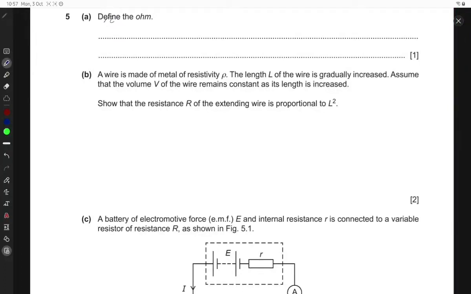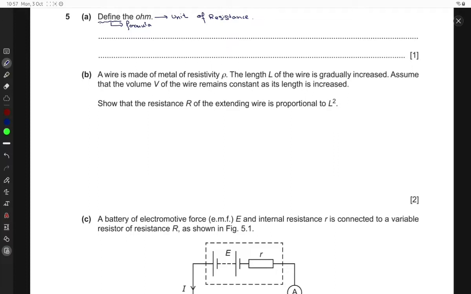All right, so the question asks us to define the ohm. Now, whenever they say define, they're usually talking in terms of the formula or the expression, right? Because that's how any physical quantity is defined, using a mathematical expression. Now, they're saying ohm. We know ohm is a unit. It is not a quantity, it is a unit, and it is a unit of resistance, right? Now, what is the equation for resistance?